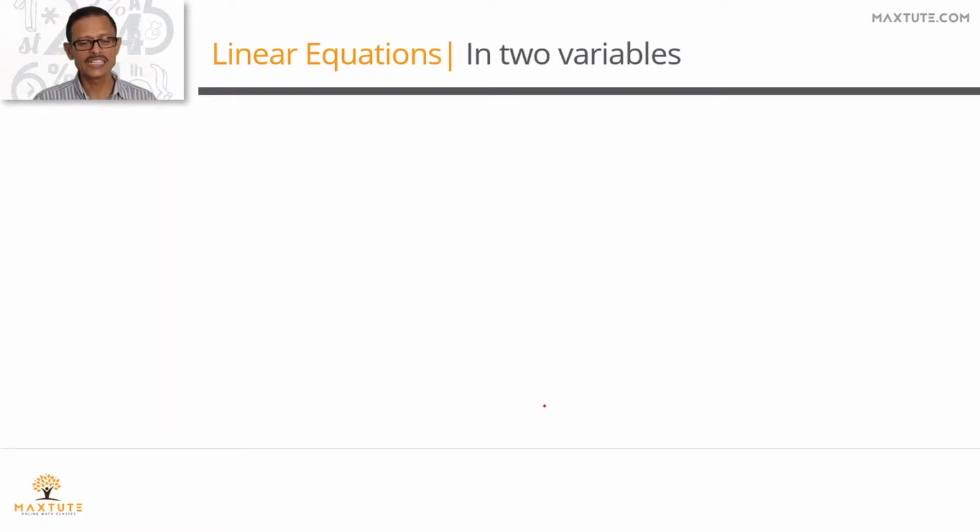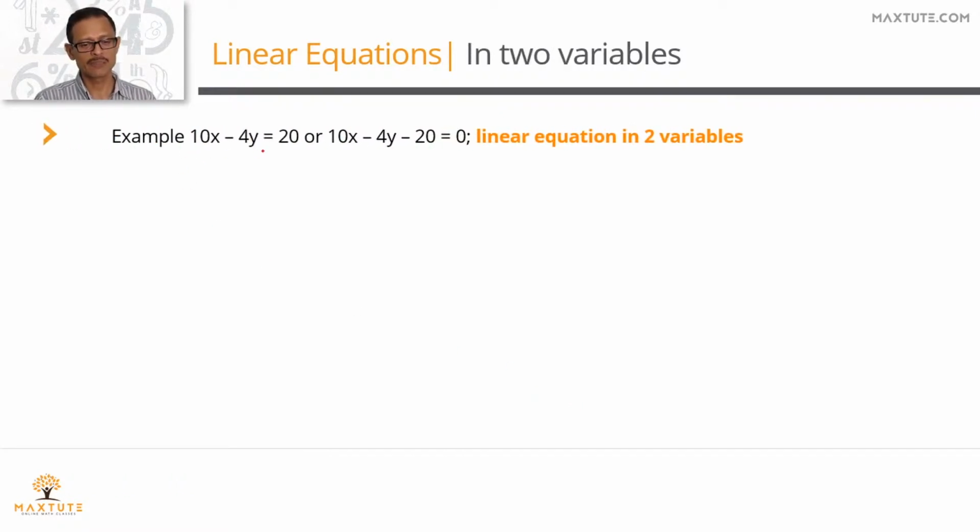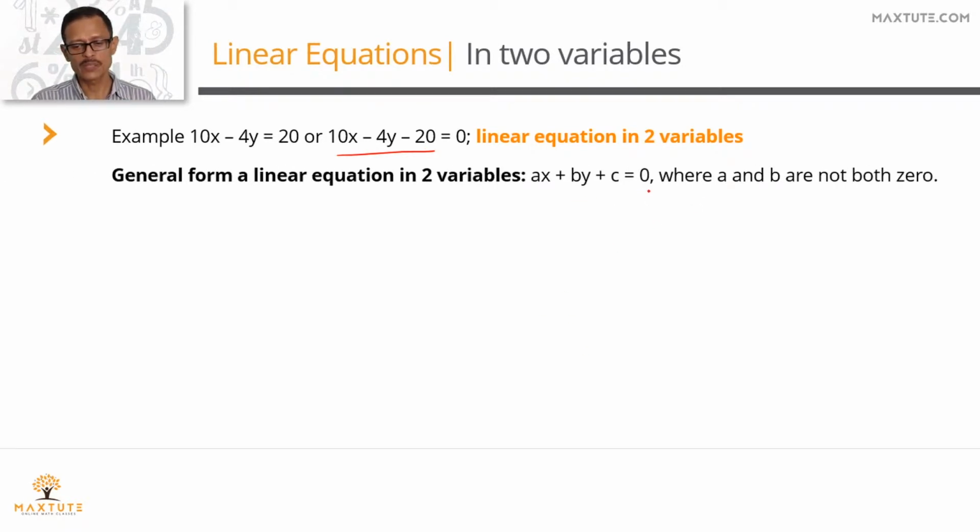Let's start with a linear equation in two variables. Let's look at this example. 10x minus 4y equals 20, or take the 20 to the left hand side: 10x minus 4y minus 20 equals 0. How do we represent a linear equation in two variables in its general form? We'll write it as ax plus by plus c equals 0, where a and b are not both 0. Let's come to this in a while. We'll look at this equation. In this equation, a equals 10, b equals minus 4, and c equals minus 20.